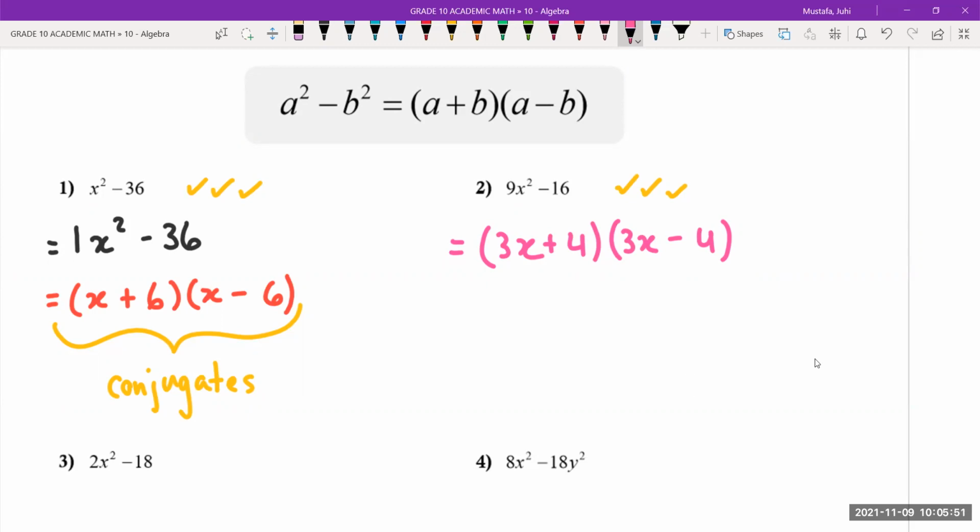You guys like this type of factoring? We kept the easiest one for the end. It's like you fry your brain with the complex trinomials and then you end off pretty easy.